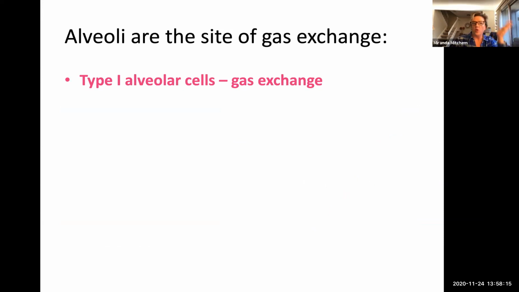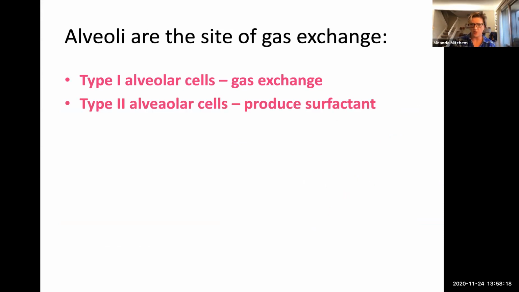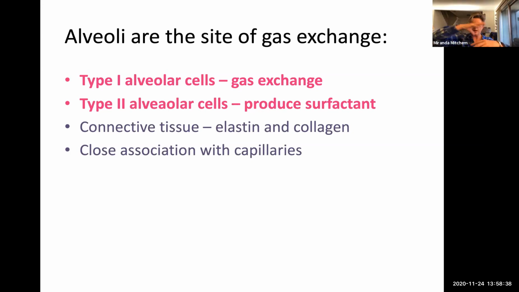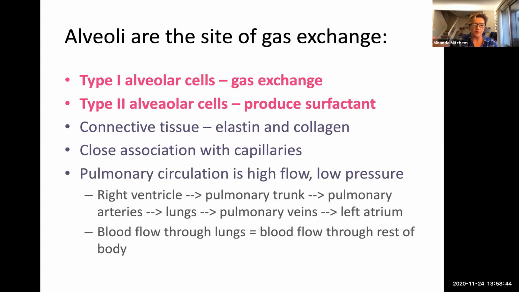All right, so type 1, gas exchange again. Type 2, produce that necessary surfactant. There is also connective tissue, specifically elastin and collagen, associated with our airways. The alveoli are wrapped with the capillaries, as we saw in that picture. And if we want to talk about the direction of movement of, say, molecular oxygen, it's following the gradient of high pressure to low pressure.